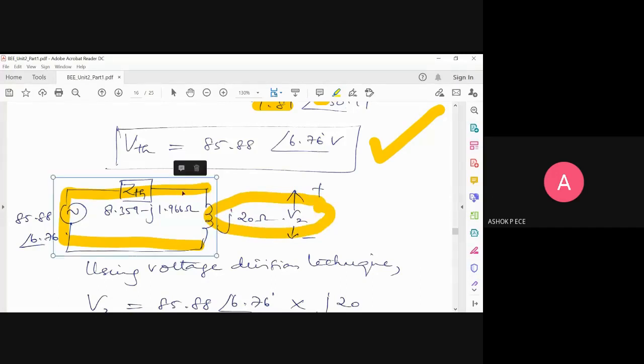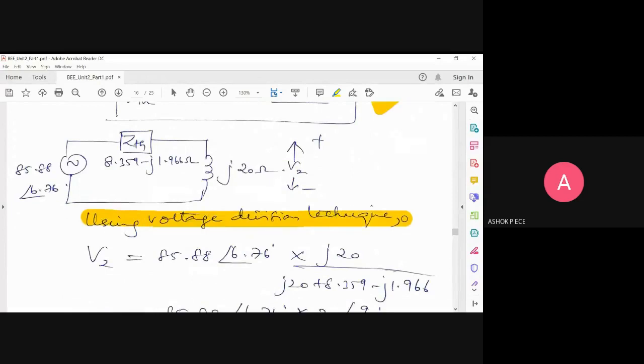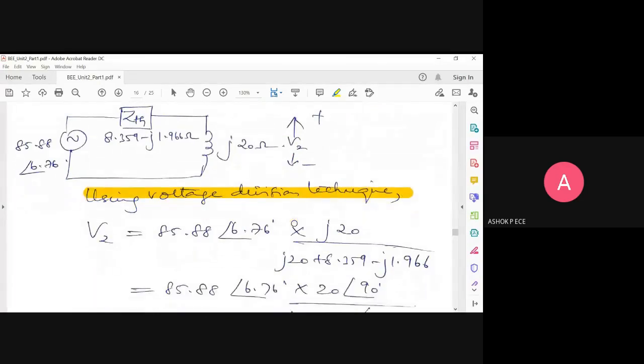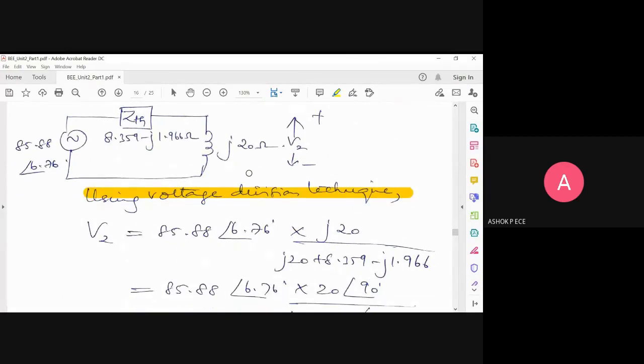The total voltage I know, and the voltage across J20 I have to measure. So naturally, go for the voltage division technique. The roundabout method is finding current and then finding voltage, but the voltage division technique will make your solution simple. So total applied voltage times that component, divided by that component plus the opposite component.